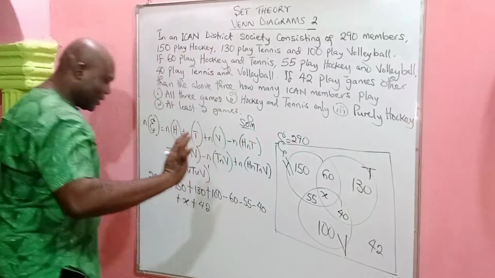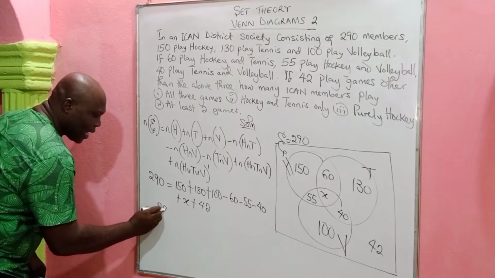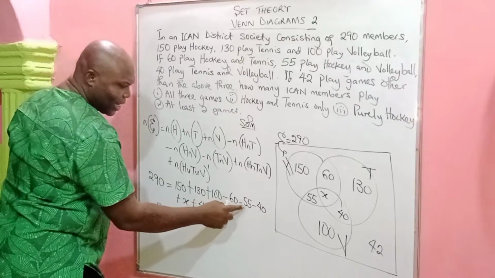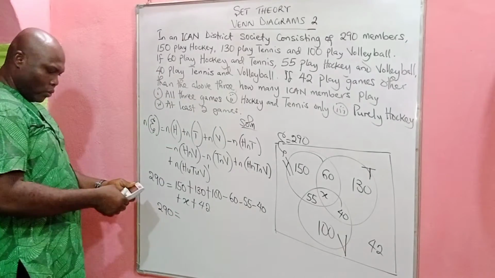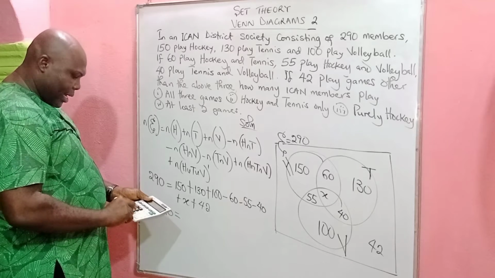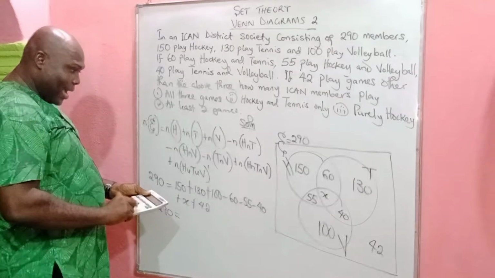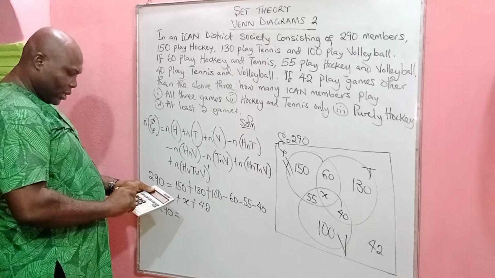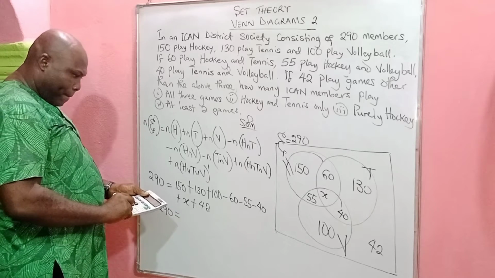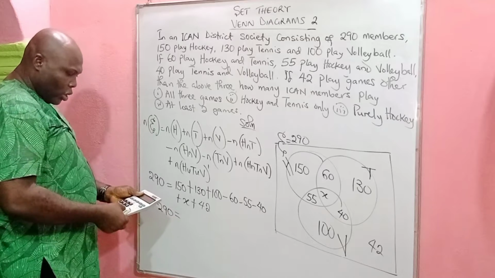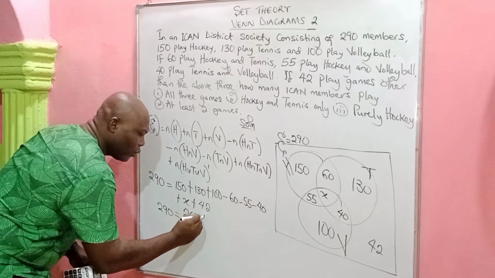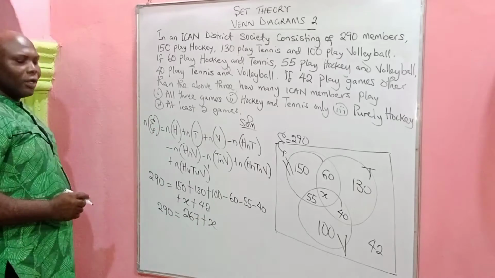So 290 will be equal to, we are going to add all this, subtract this, and then add 42. So we have 150 added to 130, added to 100, minus 60, minus 55, minus 40, and then plus 42. So you're going to have 267 plus x. So we want to find the value of x.